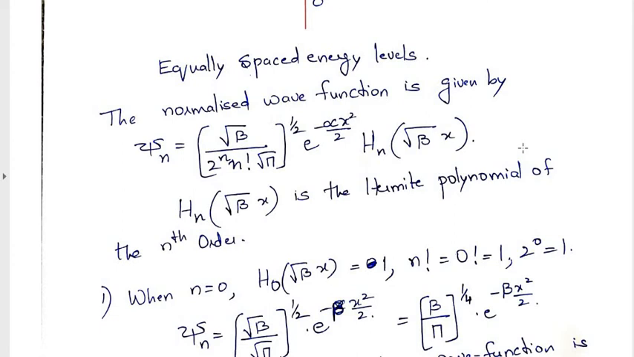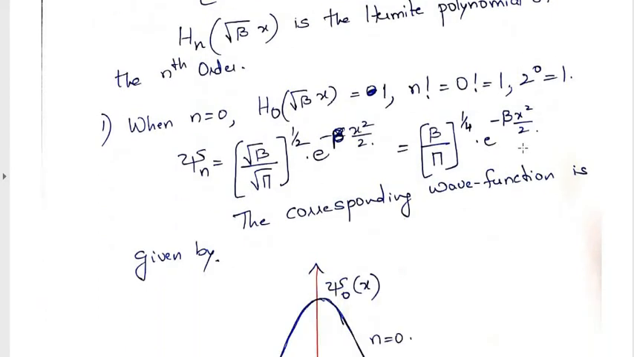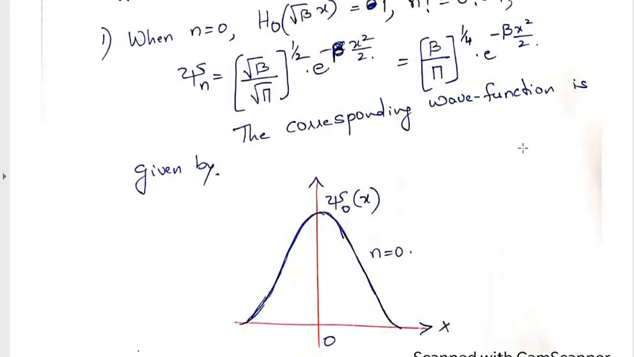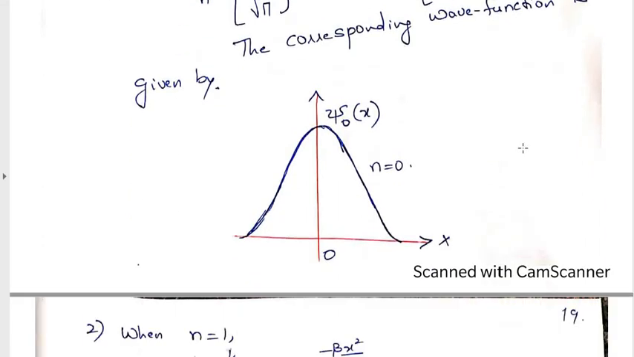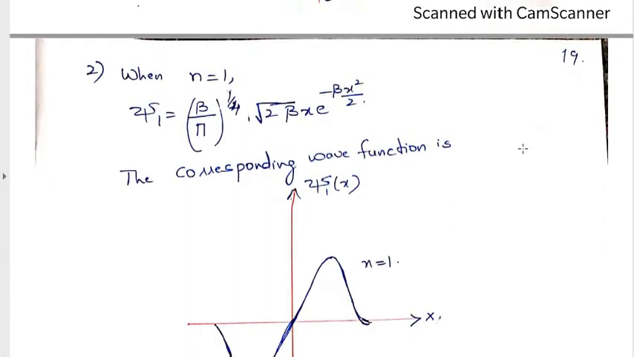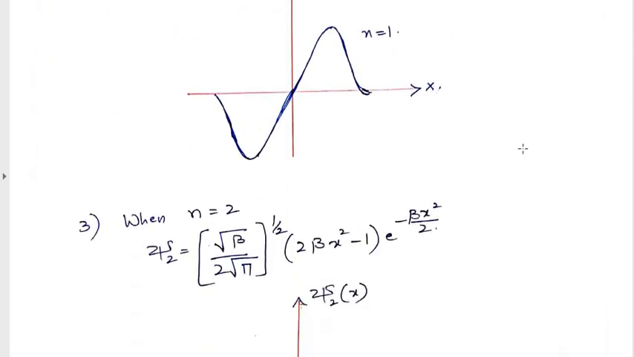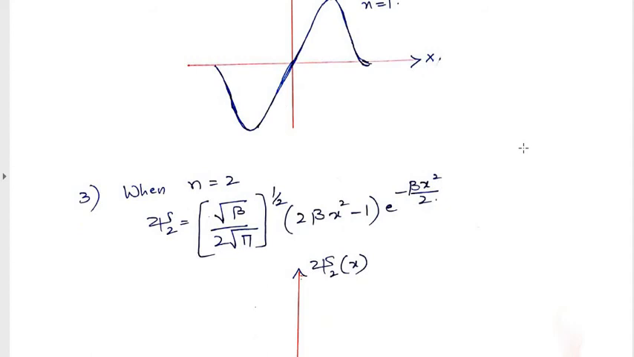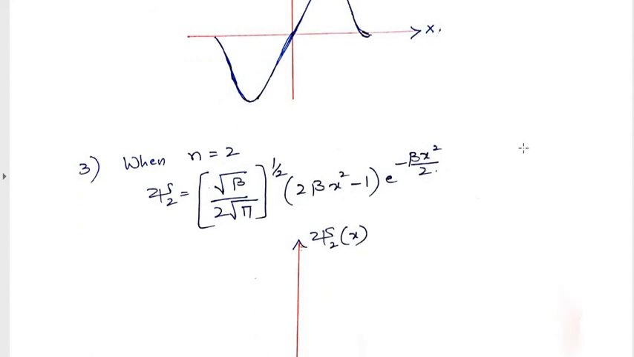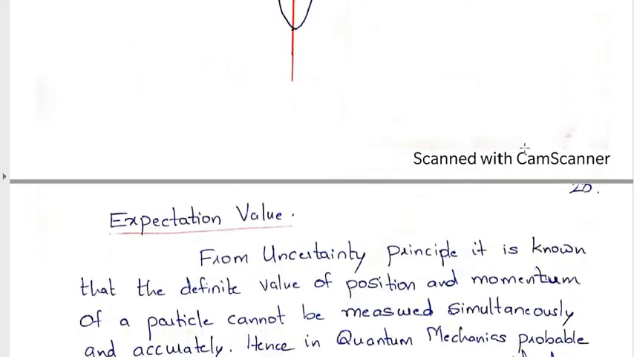And then what has been done is this: when n is equal to 0, the value of psi 0 has been determined and the nature of the graph is as shown here. And when n is equal to 1, psi 1 has been determined and the nature of the wave function psi 1 of x is as shown here. When n is equal to 2, then psi 2 has been determined and the waveform of psi 2 is as shown here.